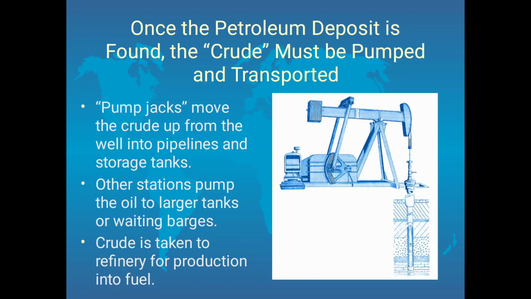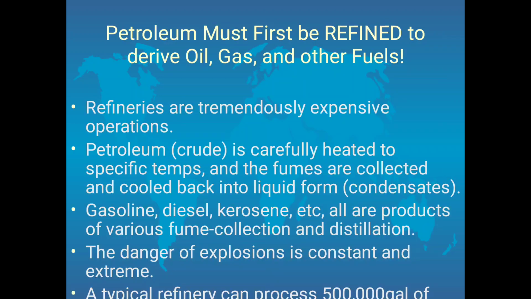Once the petroleum deposit is found, the crude must be pumped and transported. Pump jacks move the crude up from the well into pipelines and storage tanks. Other stations pump the oil to larger tanks or waiting barrels. Crude is taken to a refinery for production into fuel.